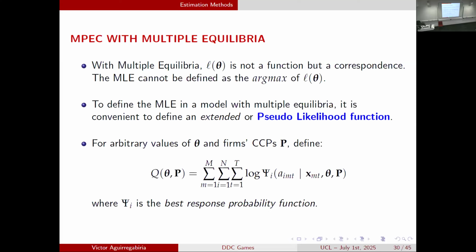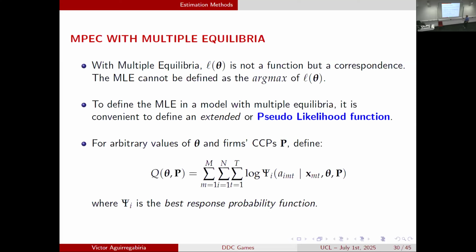Alternatively, we could use the other method, the MPEC method, with multiple equilibria. Here, instead of considering the likelihood function for every possible equilibrium, what we do is define a likelihood function that does not use equilibrium probabilities, but instead uses best response probabilities, okay?